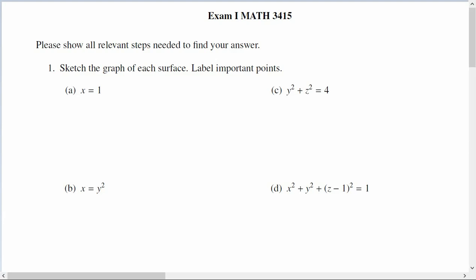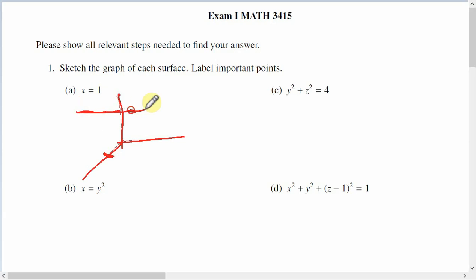First problem, we're asked to sketch some three-dimensional surfaces. First one, x equals 1, that we know means we will get a plane. Sorry, I got my pen ready. We'll get a plane 1 unit down the x-axis parallel to the yz plane.